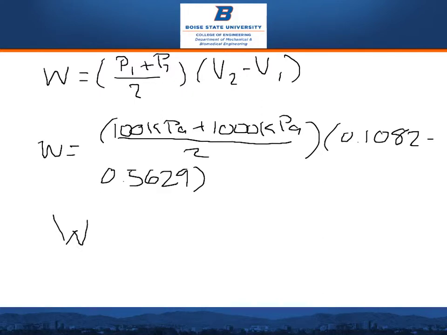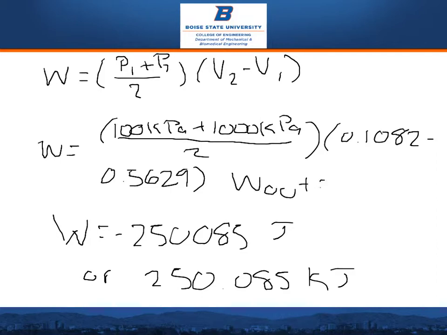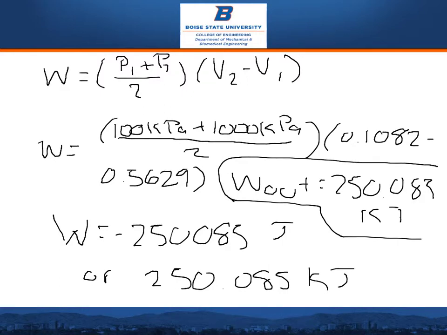Solving this equation, we get that work is equal to negative 250,085 joules, or 250.085 kilojoules. Because our work is negative, that means that it is work done by the system. So W out equals 250.085 kilojoules. And that is our answer for the first question.